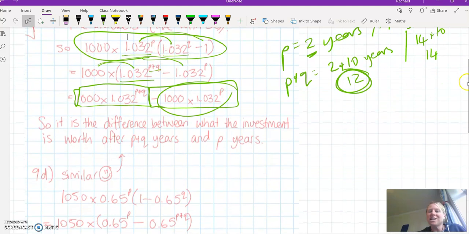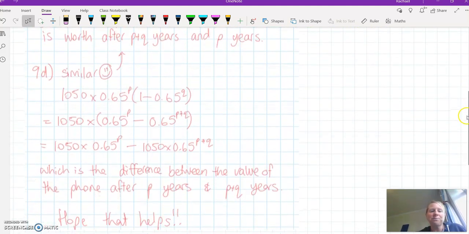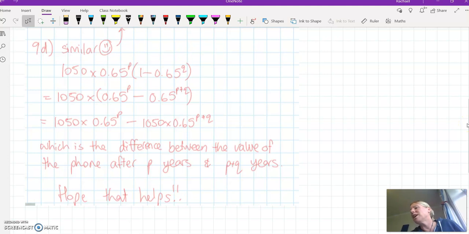If we then look at 9D, it's really similar, that same kind of idea. 9D was regarding mobile phones, and they depreciate by 35% a year. Depreciate, for those that aren't economists, means it decreases in value. So this is why we ended up with 0.65. I had a question about that one as well, because it's 1 minus 35%, or 0.35. So we ended up with that expression, which was $1,050, his original value, times 0.65 to the power of n for years.